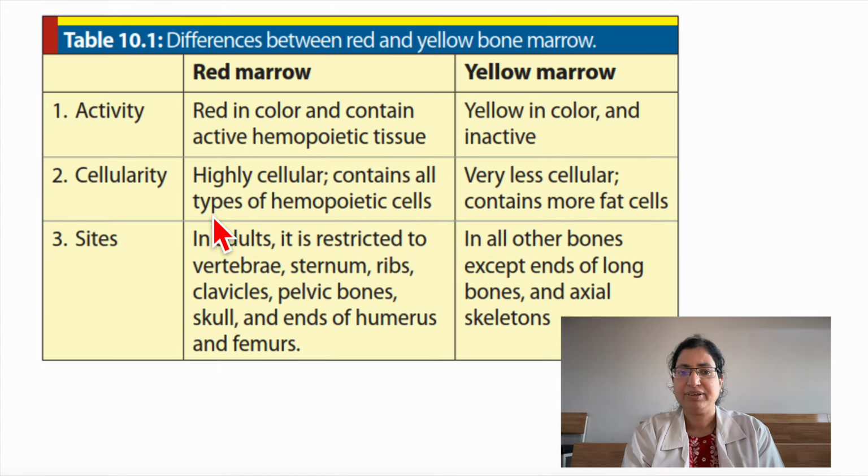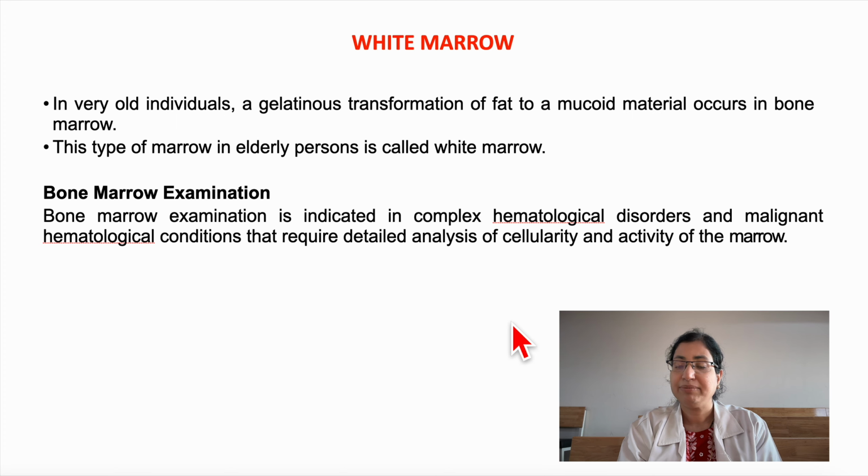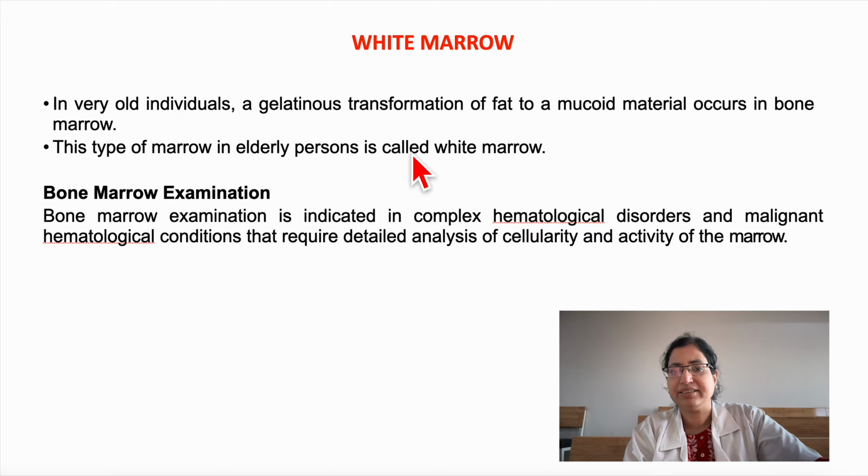As for site, red marrow in the adult is restricted to the vertebrae, sternum, ribs, clavicle, pelvic bones, skull and ends of the humerus and femur. Yellow marrow is in all other bones, except the ends of long bones and the axial skeleton. White marrow is found in very old age. In very old individuals, a gelatinous transformation of fat to a mucoid material occurs in the bone marrow. This type of marrow in elderly persons is called white marrow.